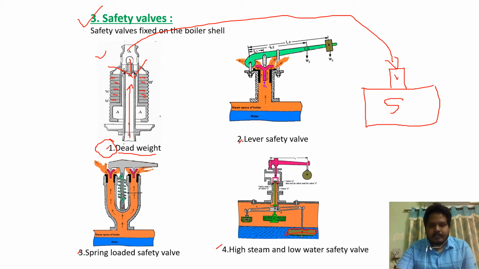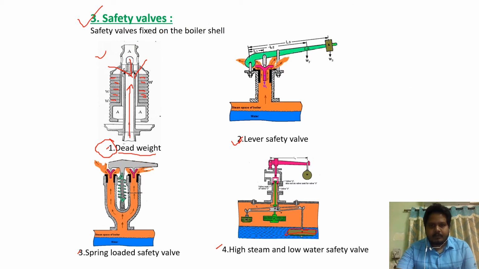The other type is the lever safety valve. Here also the operation is almost the same. Instead of weights, it has a lever, and this lever is connected to a weight. Here at the end of the lever there is a weight. This type of valve is also placed on the top of the shell.